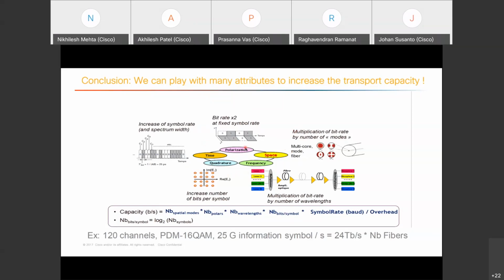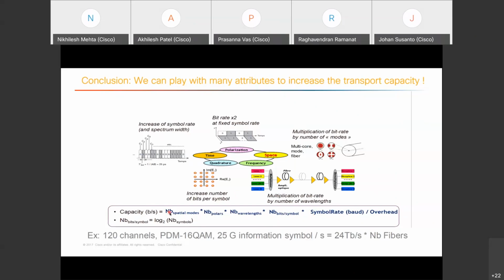If you see in this example, the total capacity is the multiplication of everything. You have the number of N_B due to spatial mode, N_B due to polarization, N_B due to wavelength, N_B due to bits per symbol, and symbol rate or baud rate per overhead. So this is the total capacity you will get by multiplication due to all the phenomena.